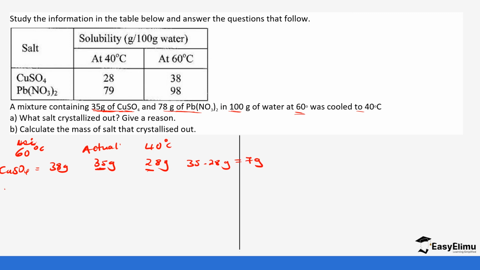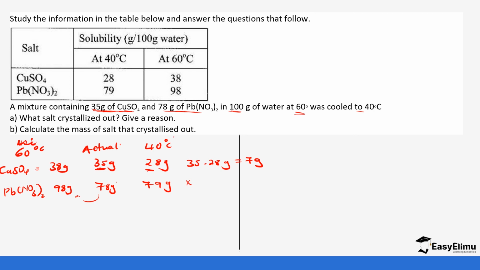And then lead nitrate at 60 degrees Celsius dissolves 98 grams, but the actual that we had was 78 grams. So it means at 60, all of it had dissolved. But at 40 degrees Celsius, it's able to dissolve 79 grams. This tells you even if we cool, all of the 78 will still be soluble. So there are no crystals that were formed.